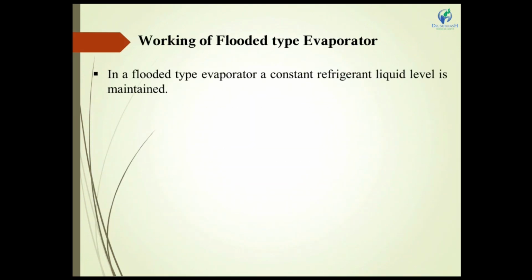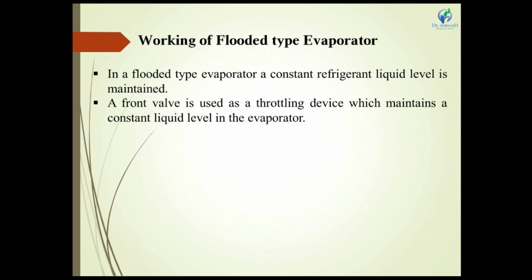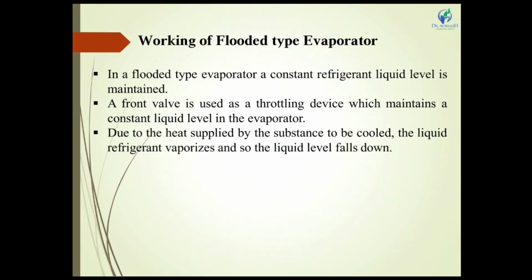Working of the flooded type: in a flooded type evaporator, a constant refrigerant liquid level is maintained in a float chamber. A float valve is used as a throttling device, which maintains a constant liquid level in the evaporator. Due to the heat supplied by the substance to be cooled, the liquid refrigerant vaporizes and so the liquid level falls.